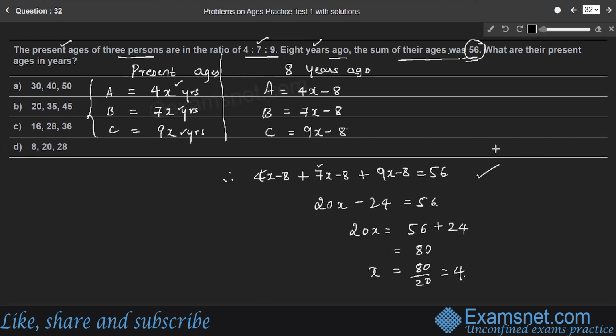So we'll consider their present ages. A is 4x years old. Since x is 4, 4 into 4 is 16 years. So B is 7x years old, 7 into 4, which is 28 years old, whereas C is 9x years old, which is 9 into 4, 36 years old. Therefore, look at the options 16, 28 and 36. Option C is the right answer.